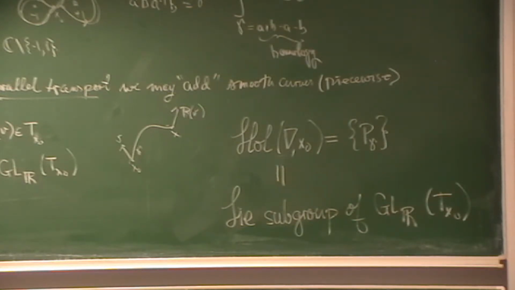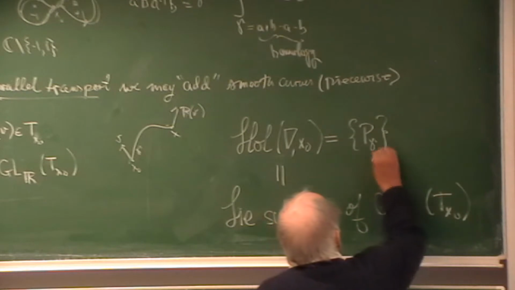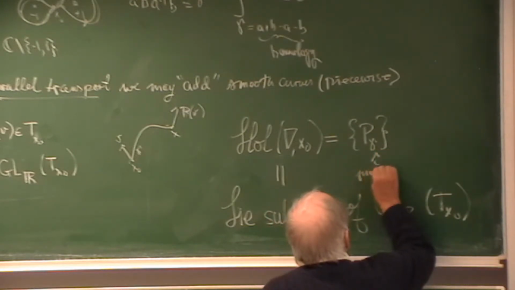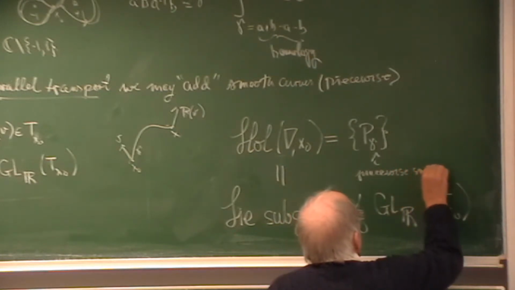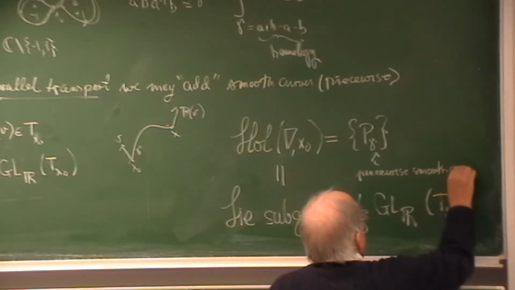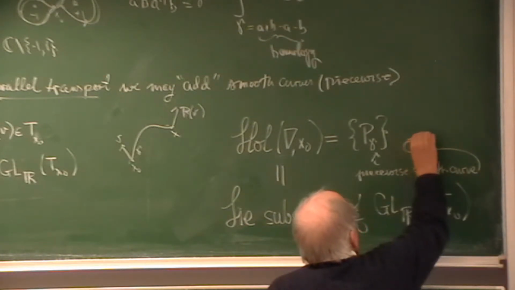So you define the holonomy group as the group of all parallel transports. And there's the definition. So you take all the parallel transports, take all possible P gamma. So if you like, I'll write it here. Gamma, piecewise smooth, closed curve with base point.